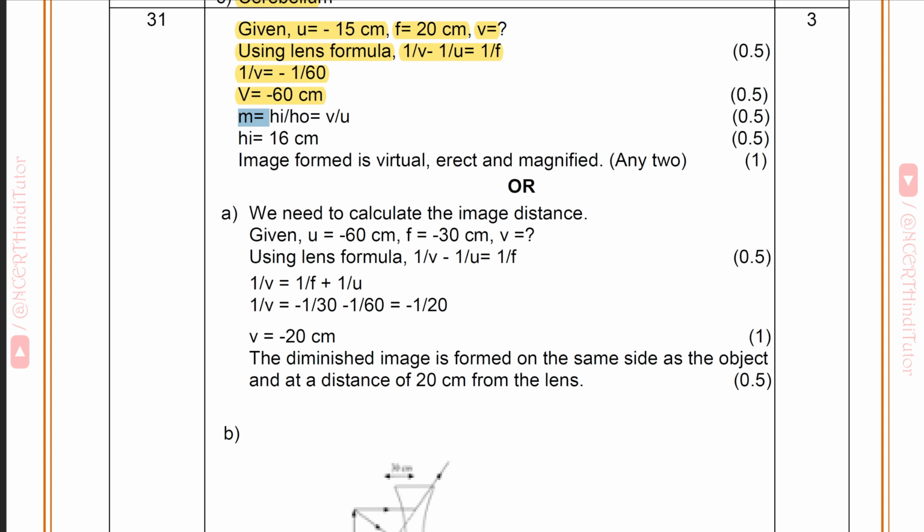m is equal to height of image upon height of object is equal to v upon u. So we get height of image is equal to 16 centimeter. Here value of ho is equal to 4, value of v is equal to minus 60 and value of u is equal to minus 15. So by putting the values, we get hi is equal to 16 centimeter. So image formed is virtual, erect and magnified.